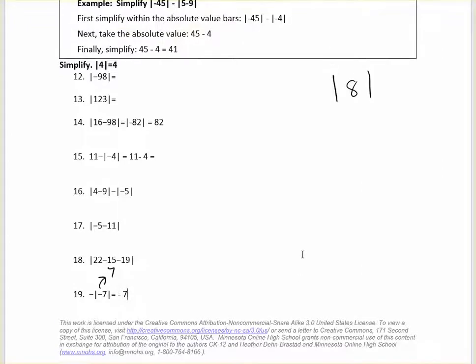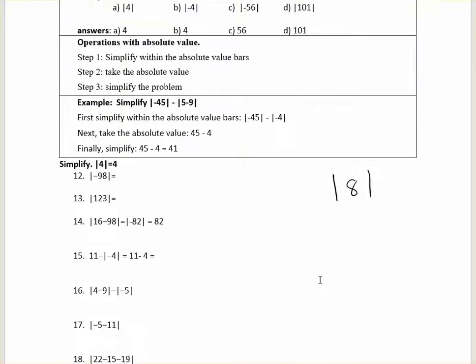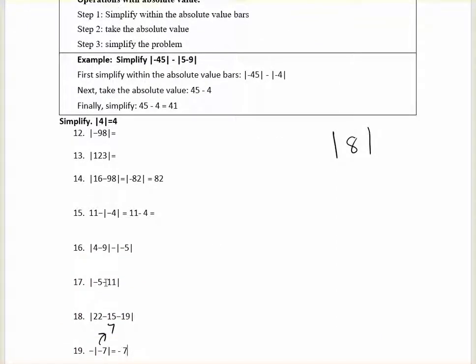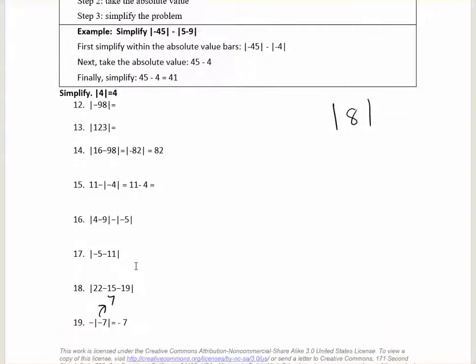So work on these. Make sure you remember that after you take the absolute value of a number, it'll always be positive, but you don't automatically take the positive of every number. Like in 17, you do the work, and then you'll have the absolute value of whatever negative 5 minus 11 is.